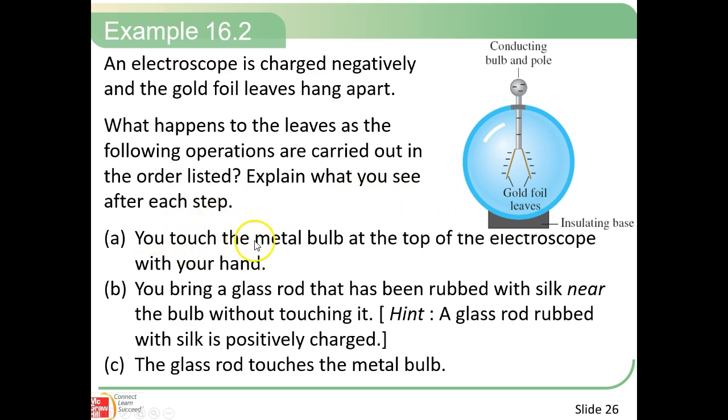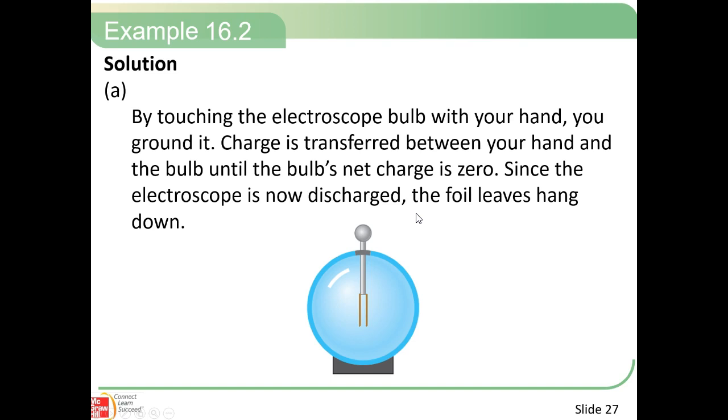So the first thing is you touch the metal bulb at the top of the electroscope with your hand. It's negatively charged already. If we touch it with our hand, we will ground it. So charge will be transferred. Basically here's your finger. Your finger comes in and you touch it, and all those negative charges will move along your finger, down your arm, and then down into the ground itself. And so now the net charge on this thing is 0.